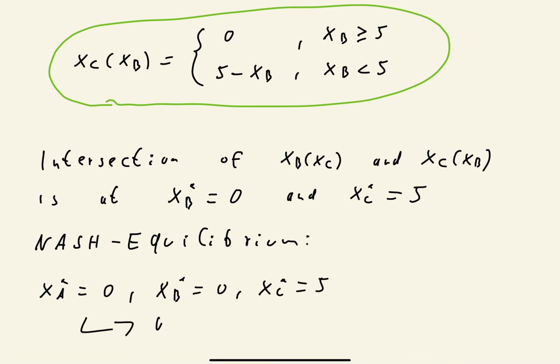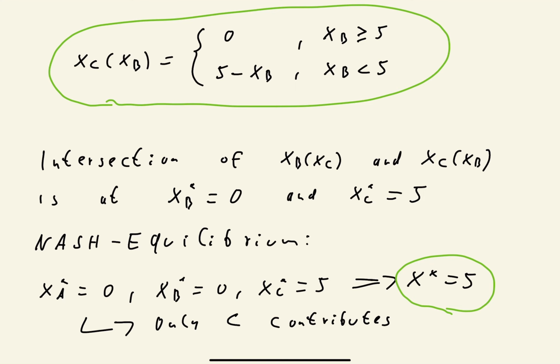So only C contributes, and the consequence is that X star, the sum of the individual contributions in the Nash equilibrium, is equal to 5. And this is the solution. This is the Nash equilibrium.